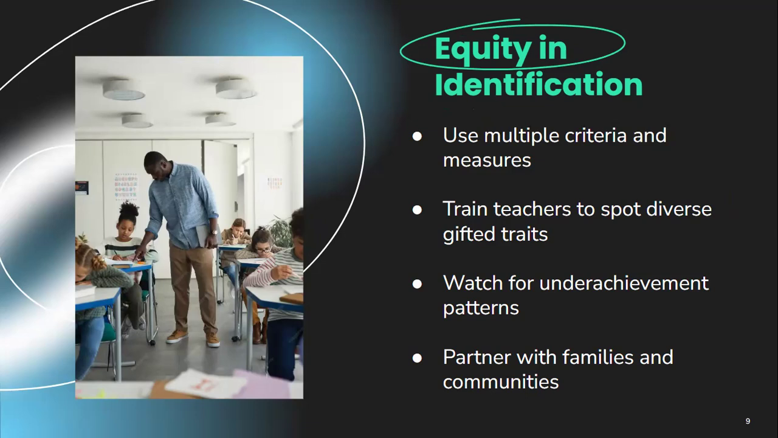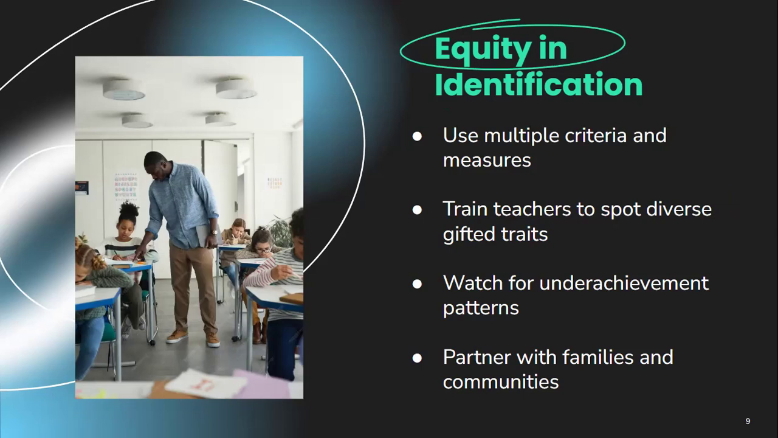To make identification more equitable, which kind of goes along with the last slide, we need to expand how we look for giftedness. Multiple measures reduce the risk of bias. Teacher training is essential, and not just for teachers of gifted, all teachers, everyone in our school staff. You know, we receive quite a bit on English language learners, and we receive quite a bit to support our special education students. But this is definitely an area that's lacking when it comes to professional development. So teacher training is essential so that educators can learn to see gifted potential in different cultural contexts.